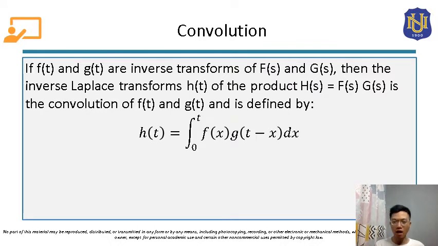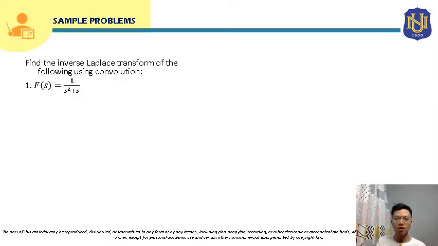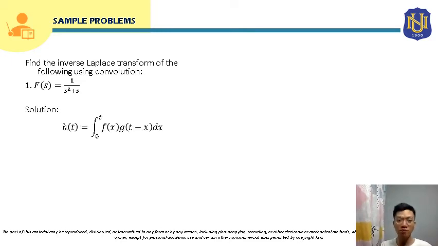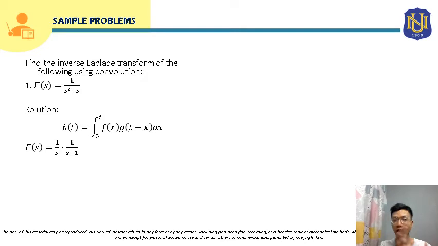Okay, so let's try solving problems for this. Find the inverse Laplace transform of the following using convolution. The given F of s here is 1 over s squared plus s. So we can use convolution if we can rewrite the given F of s into its factored form. In this case, its factored form is 1 over s times 1 over s plus 1. So this is the factored form of this.